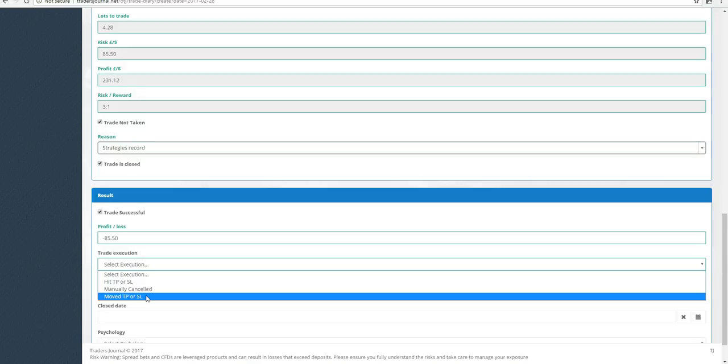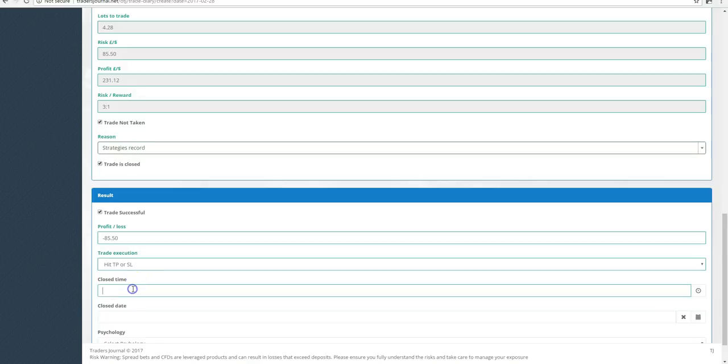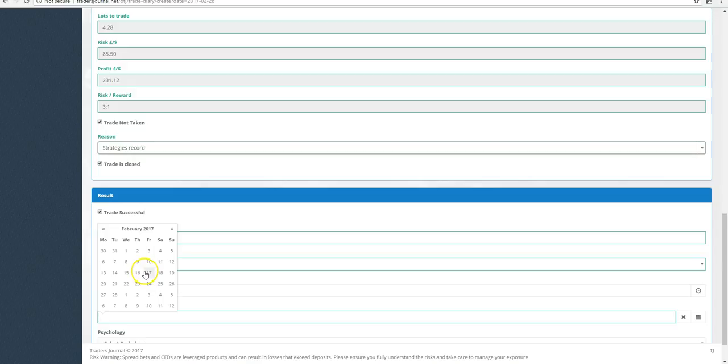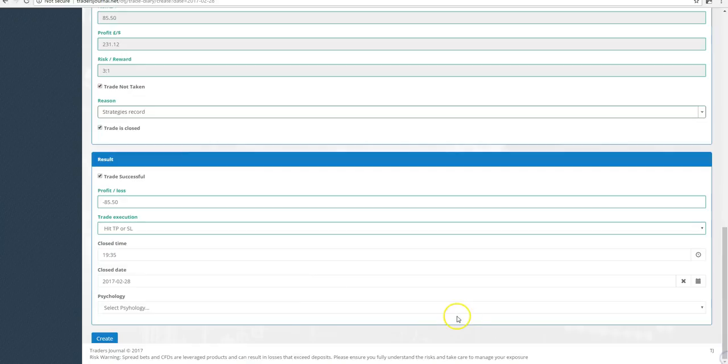Moved take profit or stop loss means it's hit either your stop loss or your take profit, but you've changed your take profit or stop loss. That might be a trailing stop. It gets to a certain level and you move your stop loss, or it might be you got a bit scared, or it nearly hit your take profit, so you moved it a bit closer and then it hit it. Whatever it is, hit take profit or stop loss means it hit your initial take profit or stop loss, which it did. Close time didn't take a huge amount of time. This one, let's say probably about 1985, something like that. Closed date, it was closed on the same day as it was opened because it was that bad.